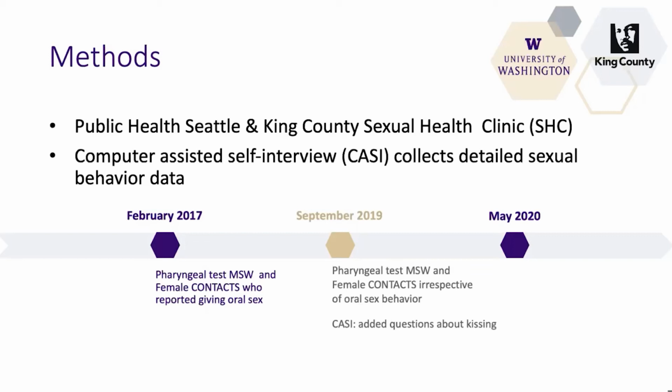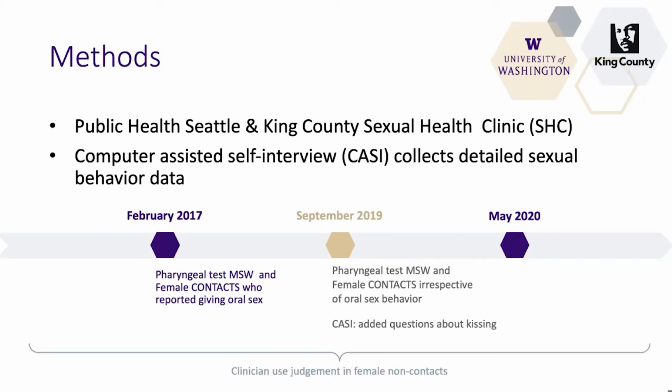Furthermore, the computer-assisted self-interview, which normally collects detailed sexual behavior from all patients at intake, had questions added about kissing in September. And generally in the clinic, as well as over this study period, clinicians were able to use their judgment in female non-contacts to GC when determining who to test at the extragenital sites.